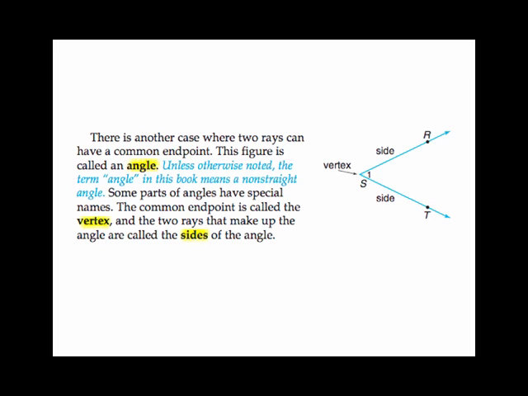Here is another case where two rays can have a common endpoint. This figure is called an angle. Unless otherwise noted, the term angle in this book means a non-straight angle. Some parts of angles have special names. The common endpoint is called the vertex. The two rays that make up the angle are called the sides of the angle.